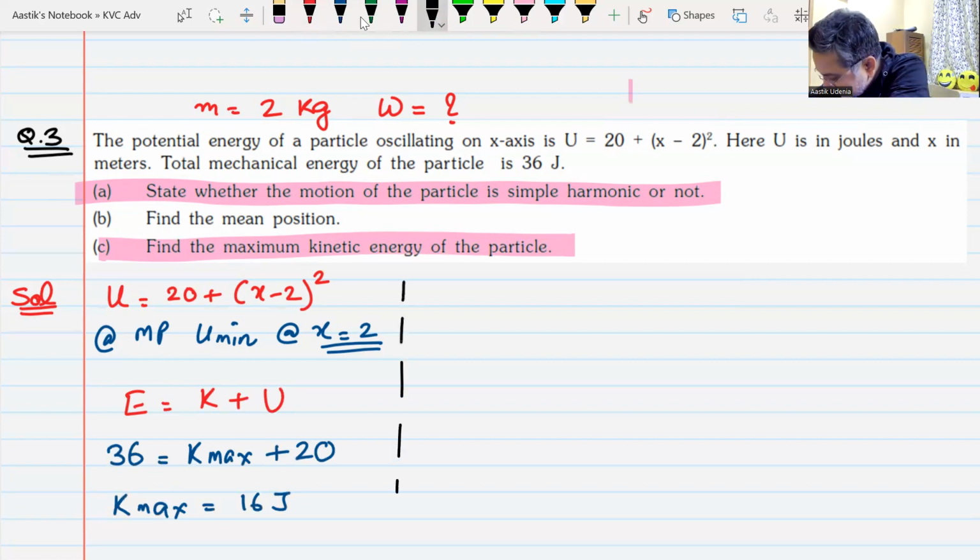But it did not answer the very important question. How do you find out whether the motion is simple harmonic or not? Now remember, if this question was given in some other fashion, it may not have been so easy to find out the minimum value of potential energy. Since the question was given in this form, it becomes easy. To find out the mean position or the minimum value of U, what should you do to find out the minimum value of any function?